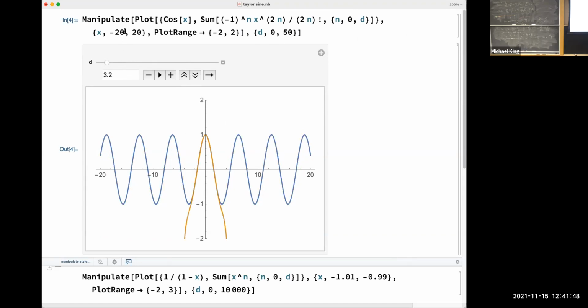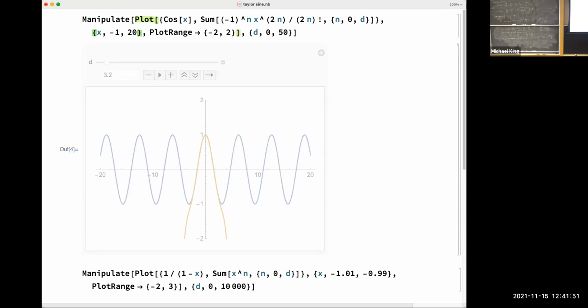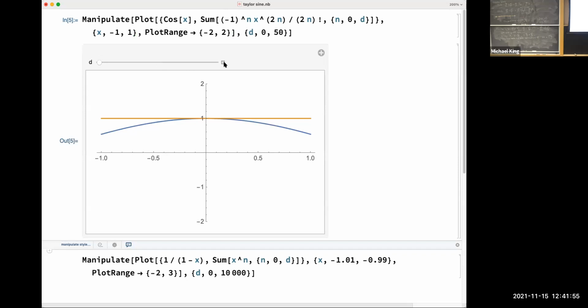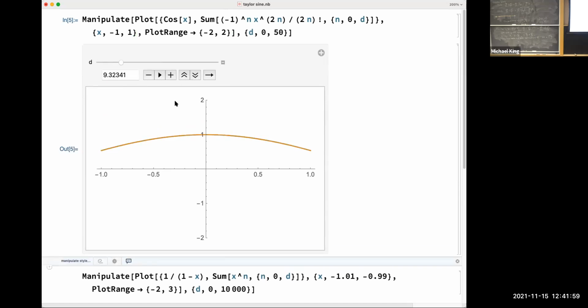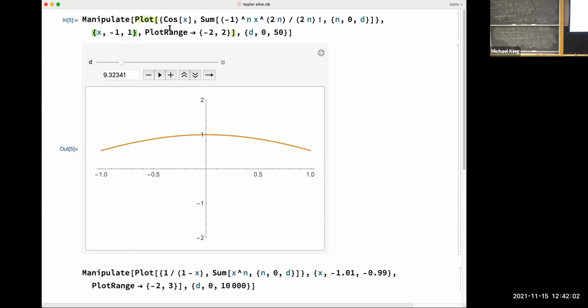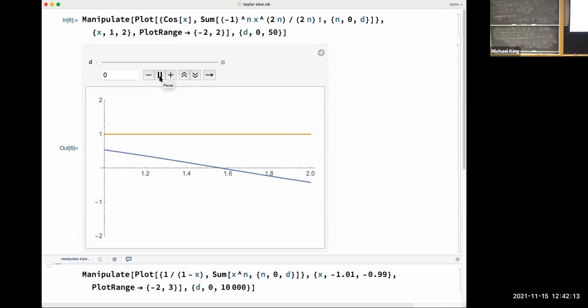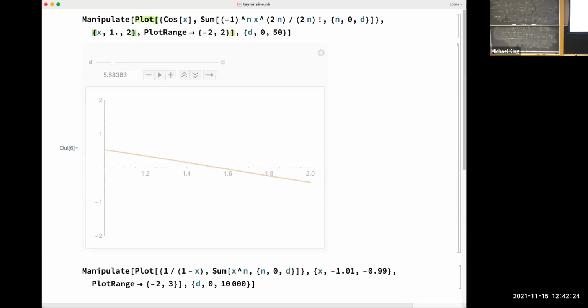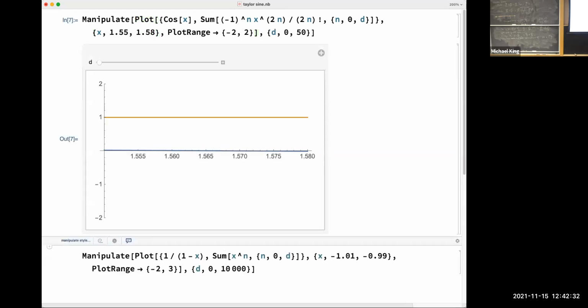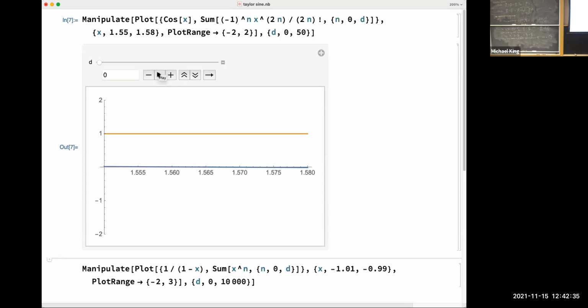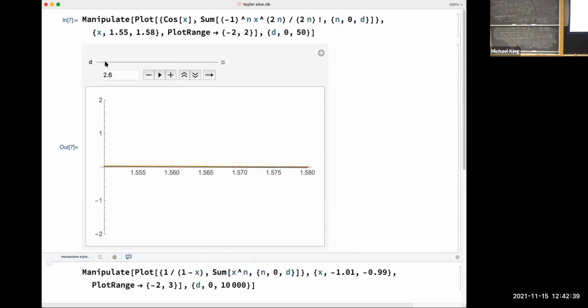If we zoom way in, maybe I'll zoom into like -1 to 1 or something. You'll actually see something where it's sort of not, no, you can't tell there, it's not perfect. Actually, if I do like 1 to 2, wait, hold on a sec. I want to zoom in on this point. What is it about 1.55 to 1.57. Sorry. It turns out it's not perfect.